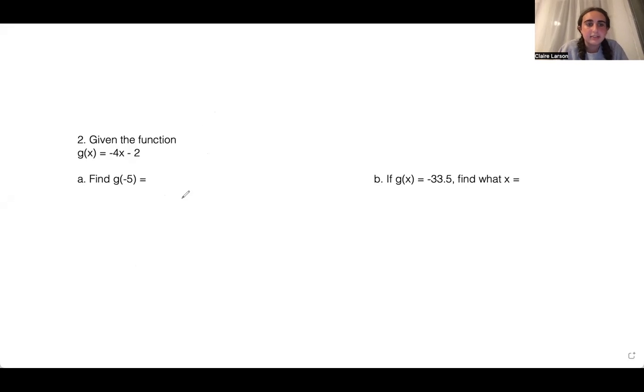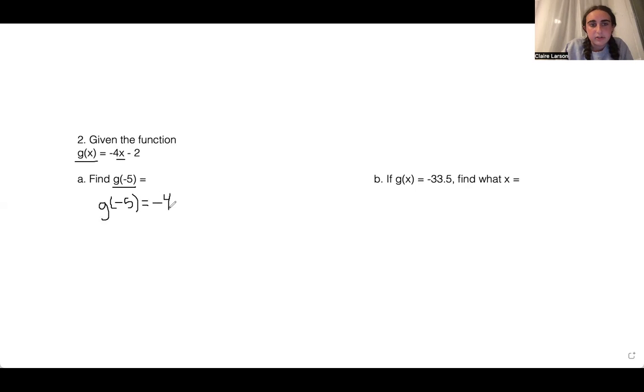So how we're going to do that is that we see this, just like this, except negative 5 is where x is. So that tells us that wherever we see x over here, which is right here, we're going to plug in negative 5. So let's do that. And then we can solve for what g of negative 5 equals. So these are very similar to the last ones, except they're a little more complicated, just because the symbols are different. It's using more symbols instead of words, so that can be complicated.